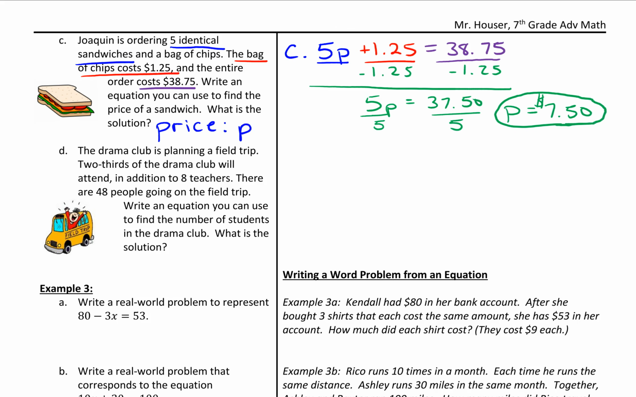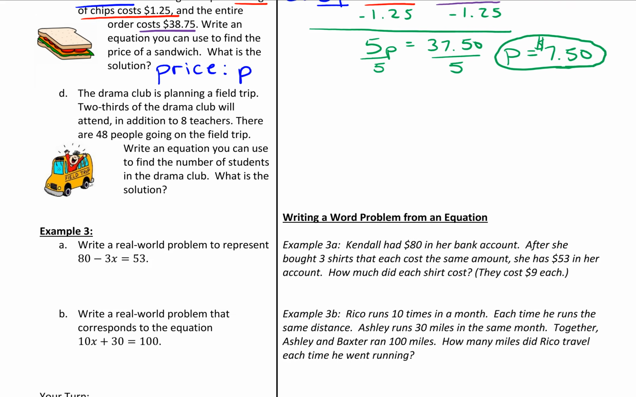And finally, we have D. The drama club is planning a field trip. 2/3 of the drama club will attend, in addition to 8 teachers. There are 48 people going on this field trip. Again, we want to write an equation we can use to find the number of students in the drama club. And what is the solution?